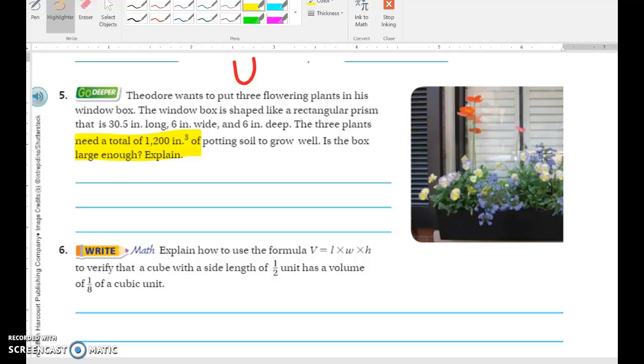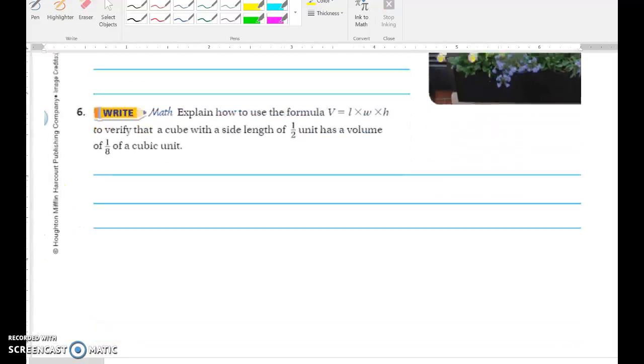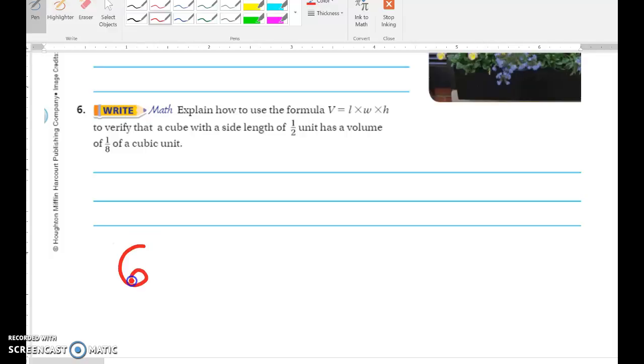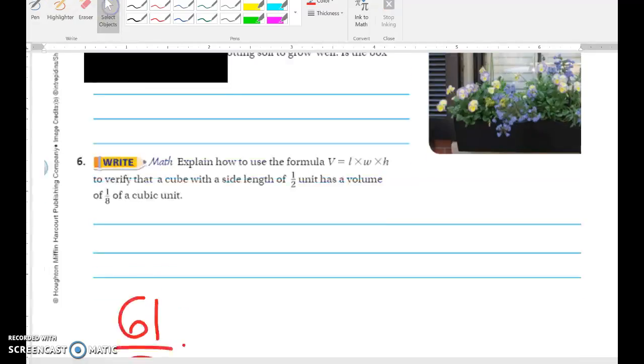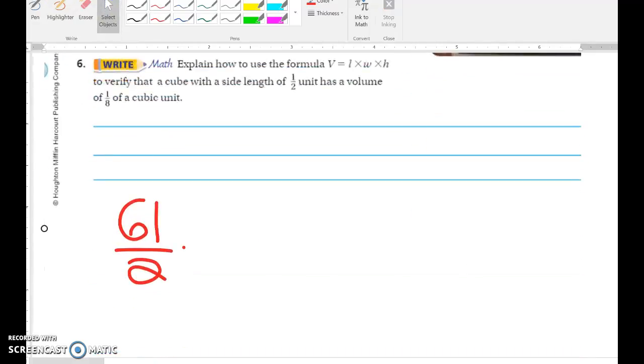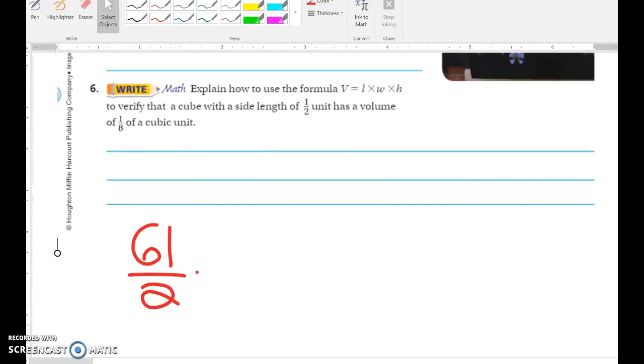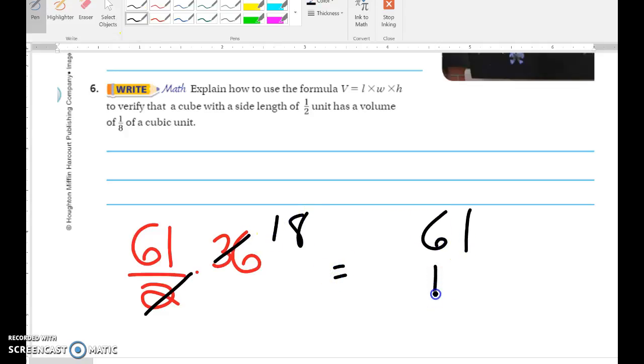So I am just going to write that below. So 30.5 is actually 61 over 2. Are you with me on that? By the way, you can multiply them as decimals if that is easier for you. And then times 6 times 6, which we know is times 36. So the reason that this is helpful for us, right, volume is length times width times height, is that 36 divided by 2, well, we know that that's 18. So in fact, our final answer is 61 times 18.